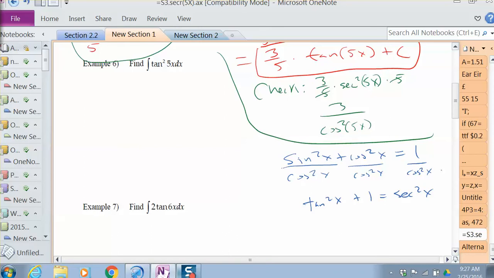But in this case, if I move things around, tangent squared x equals secant squared x minus 1. We already did the antiderivative of secant squared x in the previous example. So I think we're okay there. And the antiderivative of 1 is x.